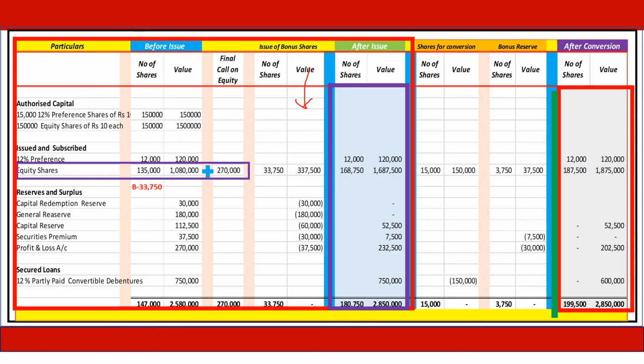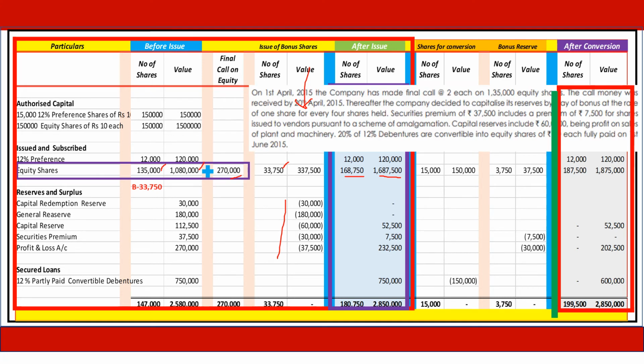Once we issue the bonus shares, how does it look? Equity shares, it was 1,35,000. 10,80,000 was received before. We received 2,70,000 as calls on shares. Then on that we issued 33,750 bonus shares, shifting from reserves and surplus into capital, 3,37,500. That brought the shares to 1,68,750 and paid up value to 16,87,500. And the respective reserves and surplus got reduced accordingly.